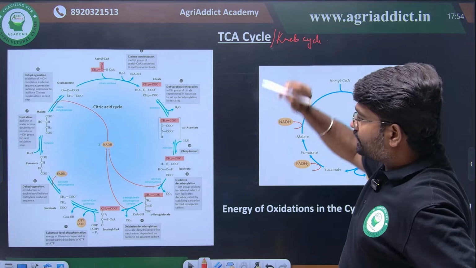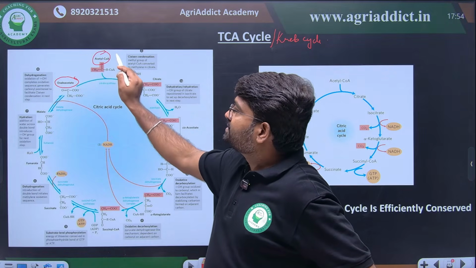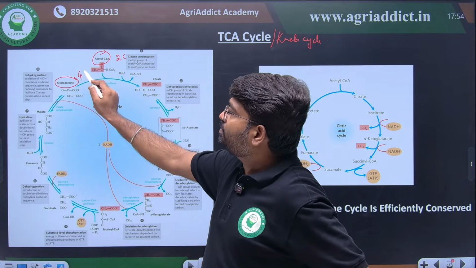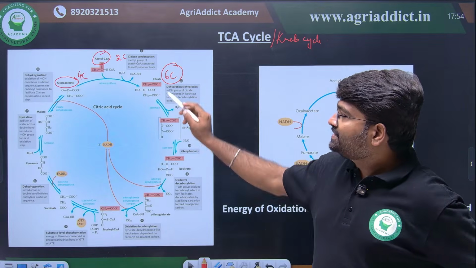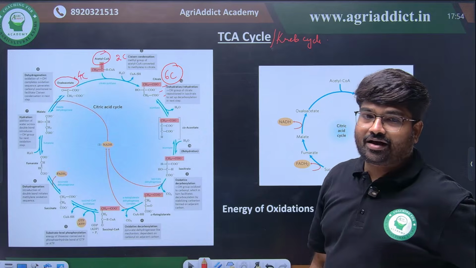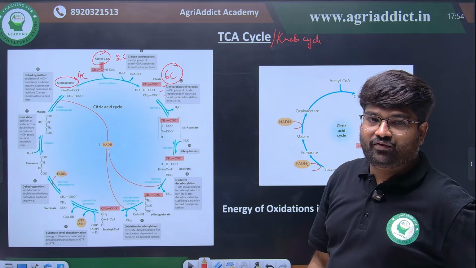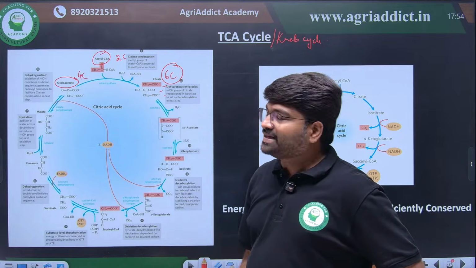See here, in the first commitment step of the TCA cycle, acetyl CoA will bind with oxaloacetate. This is a 2 carbon compound. This is a 4 carbon compound. So 6 carbon citrate will form. This is an example of a tricarboxylic acid. You see here, 3 carboxylic groups are there. This will be formed by the enzyme citrate synthase.